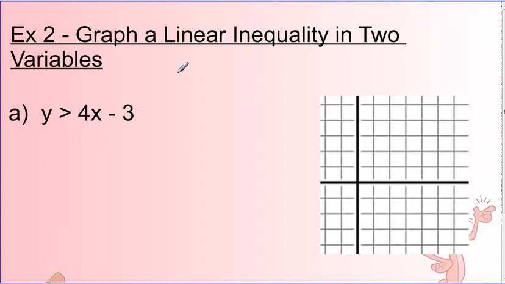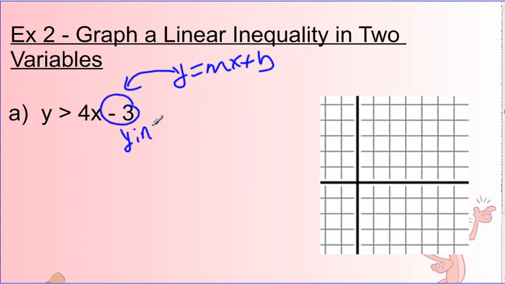Slope-intercept form looked like y equals mx plus b. This is an example of slope-intercept form. So I'm going to graph that the way I did before. I'm going to put a point at my intercept, negative 3.